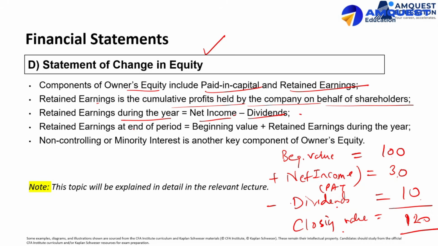Now in changes in equity, you can also see non-controlling or minority interest. What is a non-controlling or a minority interest? As the word suggests, a non-controlling or minority interest is someone owning a very small part of your business externally. So let's say I own 2% shares in the business. Then I am a non-controlling or minority investor in the business. Right? So that is also a component of owner's equity.